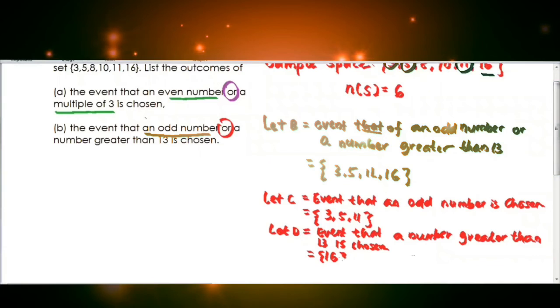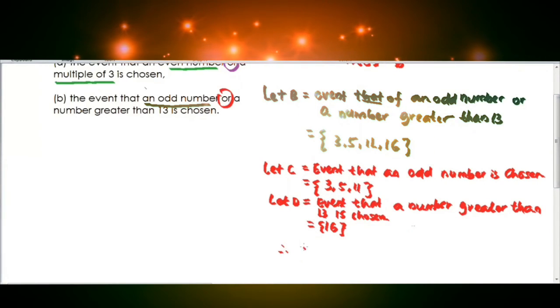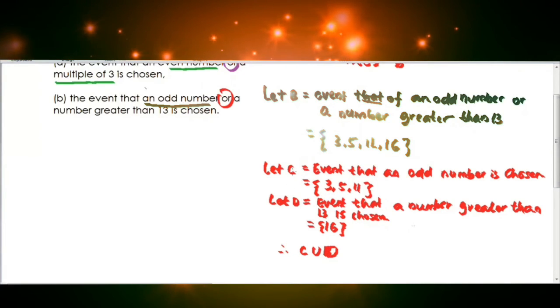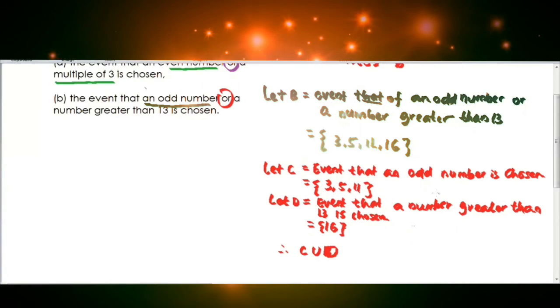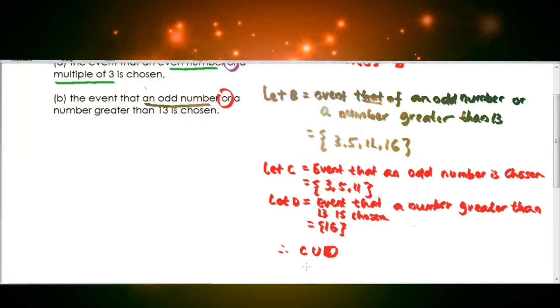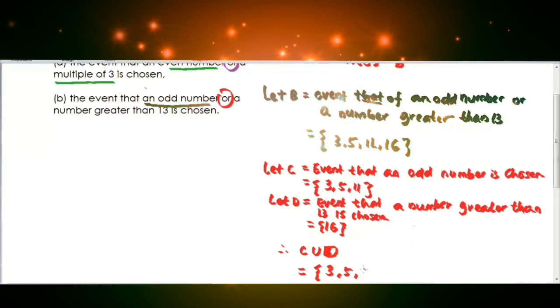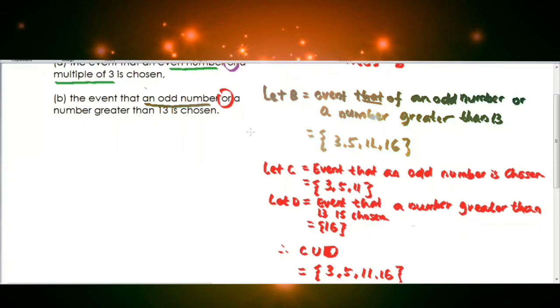That is 16. Okay, so "or" means we use union. So the answer, B, is C or D. The possible outcomes to get an odd number or a number greater than 13 is C union D, equal to 3, 5, 11, and 16. Okay, so this is the combined event. So now we look at probability for combined events.